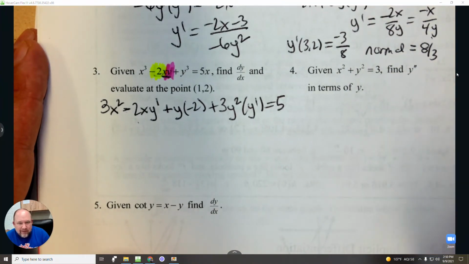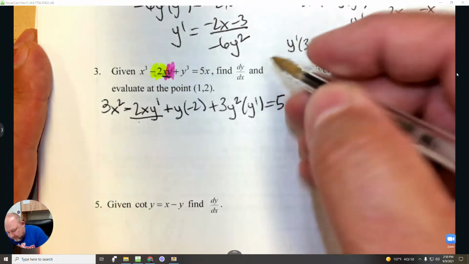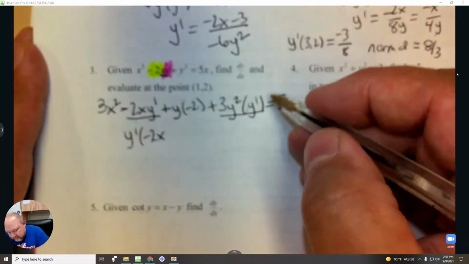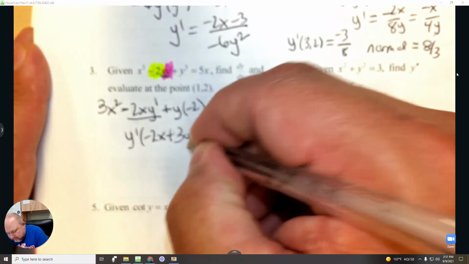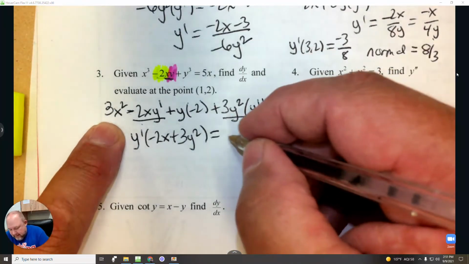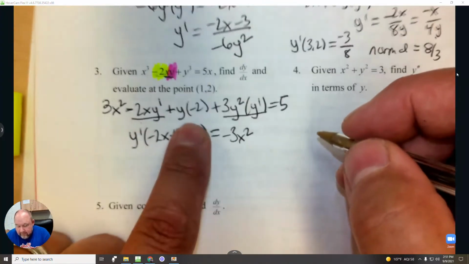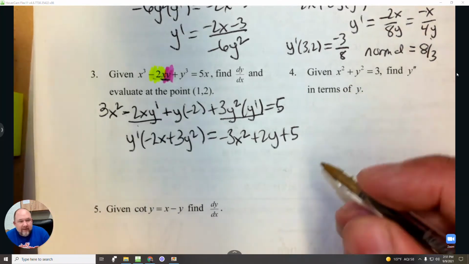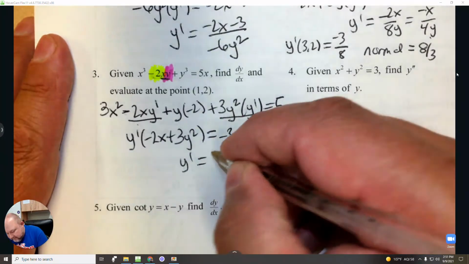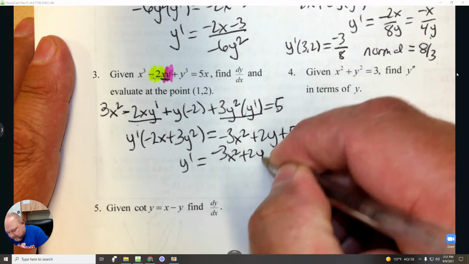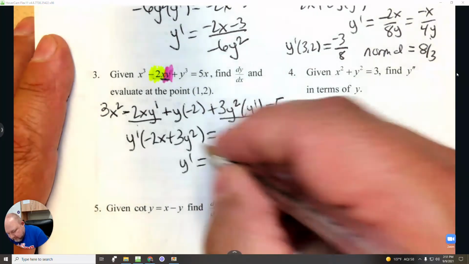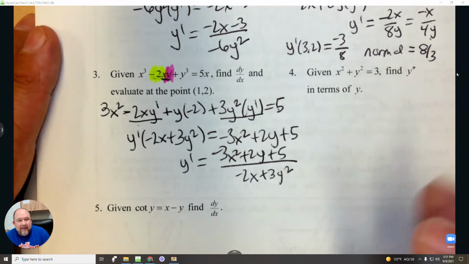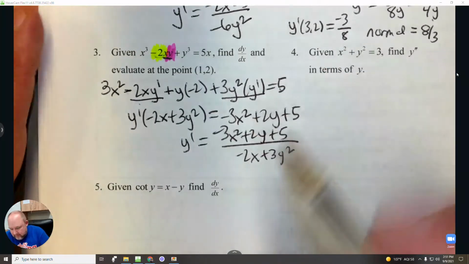Now we're going to get y prime by itself. So do you see what has a y prime in it? We're going to factor out y prime and be left with negative 2x plus 3y squared. We're going to subtract 3x squared. That's negative 2y, so we're going to add 2y, and we already have a 5 there. And then the last step is to divide. So we're going to divide to get y prime by itself. And then this is the derivative, and now I plug in that point.